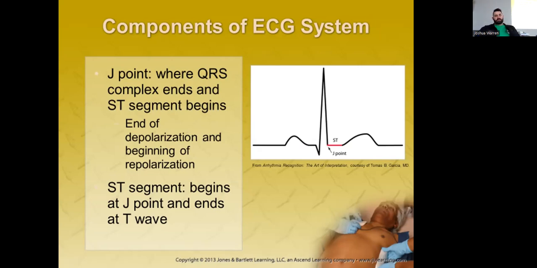So where's the J point? The J point is going to be listed right there. QRS, and this is that segment right there. That's where we begin looking and evaluating for the presence of ST elevation or infarct.